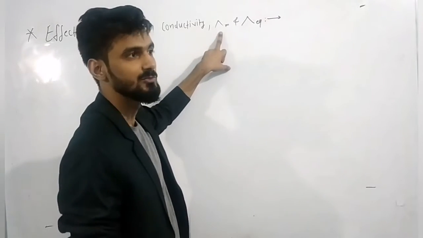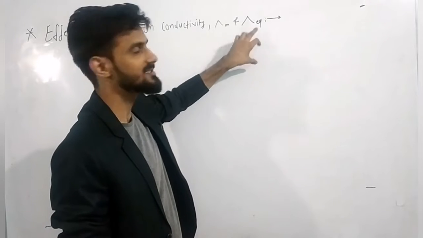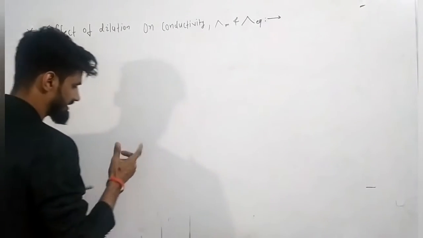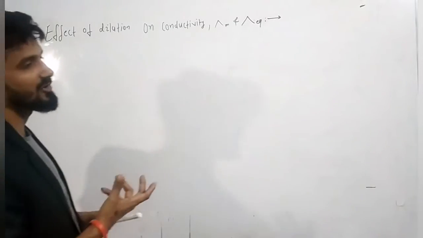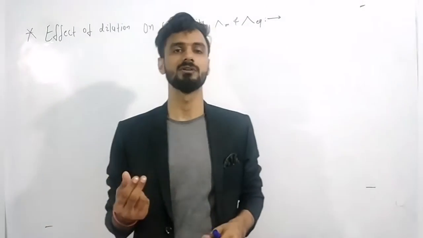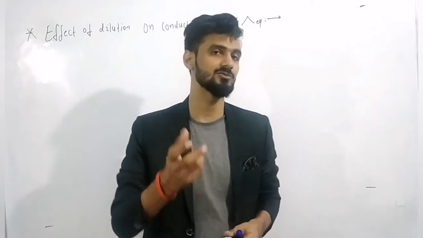Kappa, equivalent, meaning molar conductance, is going to change, and equivalent conductance is going to change. It's a very important thing. Just understand one thing. First I am going to define the meaning of dilution. Dilution means you add solvent. If you add solvent continuously, then that process is called dilution.